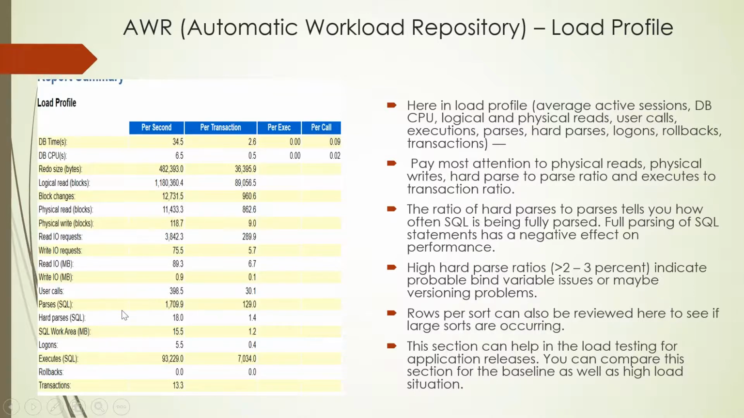Now from this table, we get a basic idea of how much DB time has been spent: 34.5 seconds. DB CPU used per second is 6.5, plus physical reads and physical writes. Now I can come to the conclusion that some hard parses are going on. But before I conclude how many hard parses there are, I need to check whether the hard parsing ratio is greater than 2 or 3% of the total parses, whatever the total parsing happening. If hard parsing is greater than 2 or 3%, it is an issue, because hard parses will happen and you cannot avoid them completely, but it should not be greater than 2 to 3%.